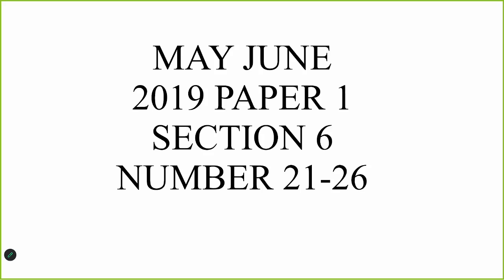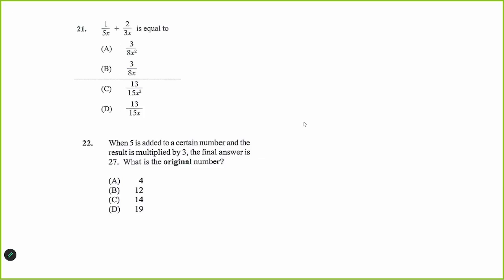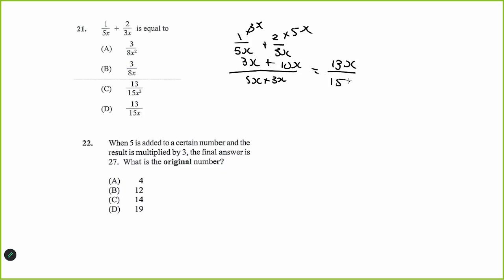Right, so now we're going to do May, June 2019, paper 1, section 6, number 21 to 23. This was, was it? 1 over 5x plus 2 over 3x. LCM here is 5x multiplied by 3x. So you multiply this by 3x because 5x goes into this 3x times. Multiplied by 5x here. You have 3x plus 10x is 13x over 15x squared, which is C. They just didn't reduce it.